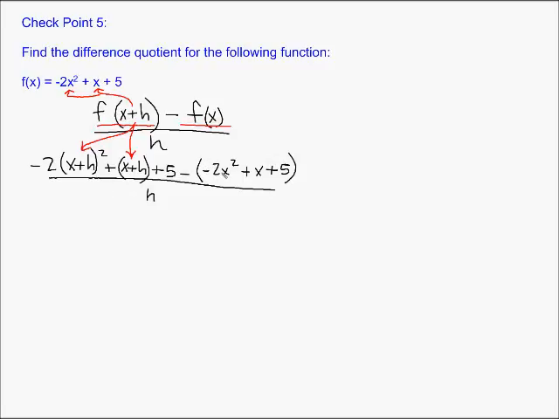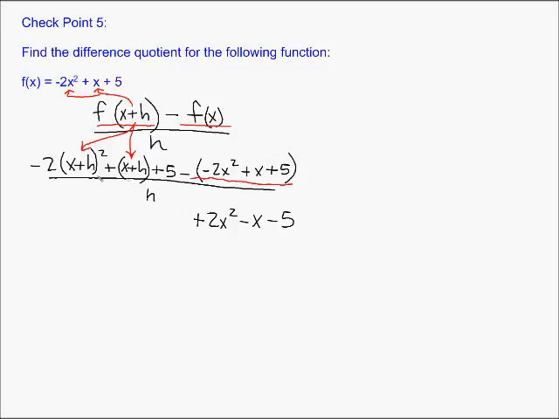Now what I need to do is simplify the numerator. And to do that, I'm going to use order of operations and get rid of my brackets first. I like to do this part first because it's the easiest part of the expression to do. I have a negative sign outside of my bracket, so that's going to change all the signs inside the bracket. So negative 2x² becomes positive 2x², positive x becomes negative x, and positive 5 becomes negative 5. There, I've taken care of negative f(x).